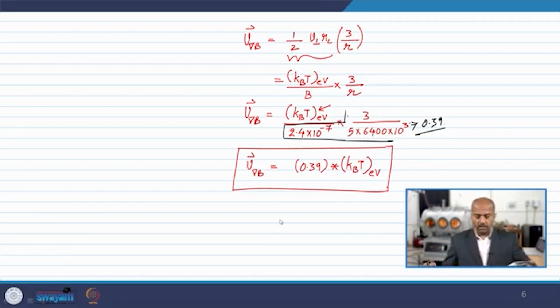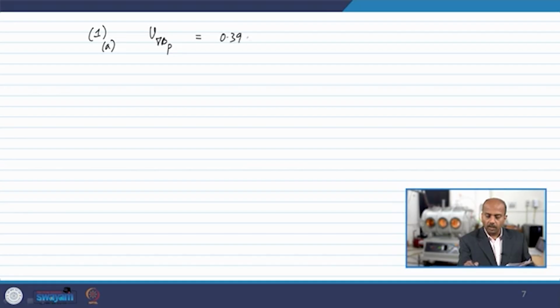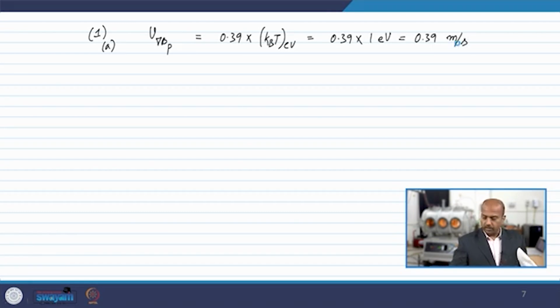Okay. Now, once we have done this, let us go back to the calculation one after the other. The first thing that we are asked is to calculate the electron and ion drift velocities. So, part A, V del B of protons is 0.39 into kBT in eV, which is 0.39 into 1 eV, which is 0.39 meters per second. So I should have written here V del B.